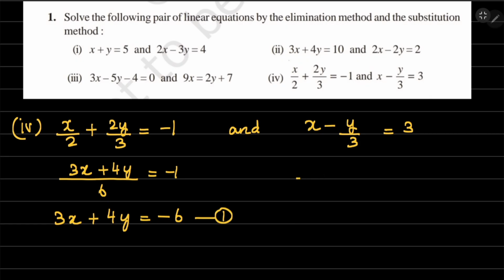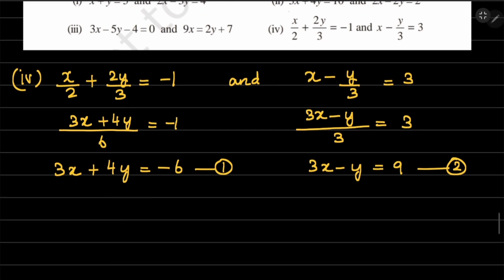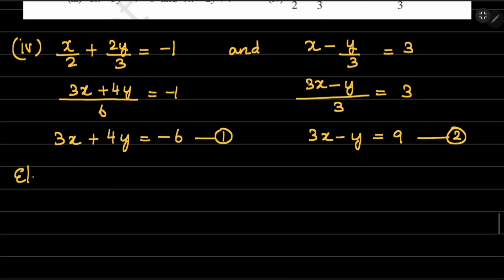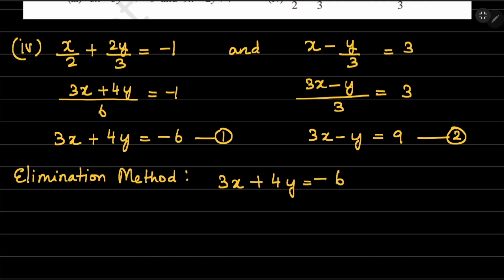Here also you can take the LCM as 3. So you'll have 3x minus y equal to 3. Cross multiply, you'll be getting 3x minus y equal to 9. This is your equation 2. The first method is the elimination method. So we have removed the fraction as the first step. So elimination method, just write it again. 3x plus 4y equal to minus 6.